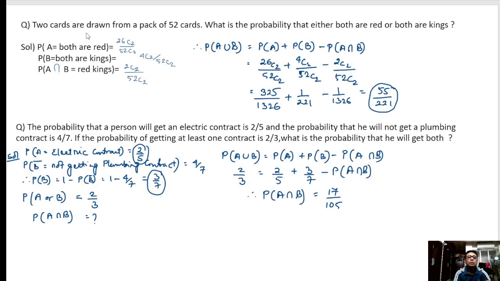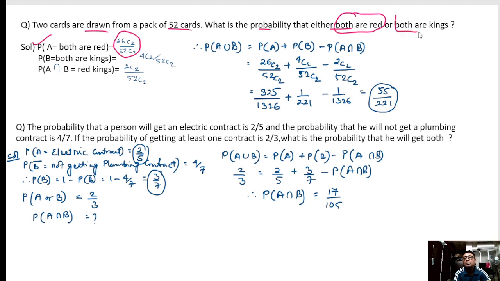Next, 2 cards are drawn from a pack of 52 cards. What is the probability that either both are red or both are kings? So first job is both are red. So total red is 26. So 2 cards will be drawn from 26 cards. Out of 52 cards we will draw 2 cards. So this is the option.